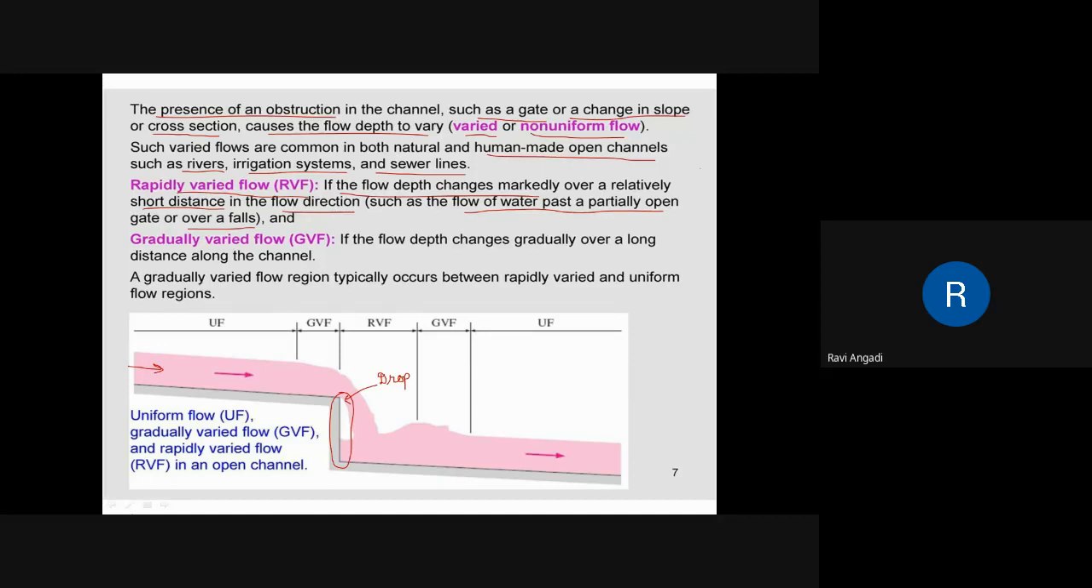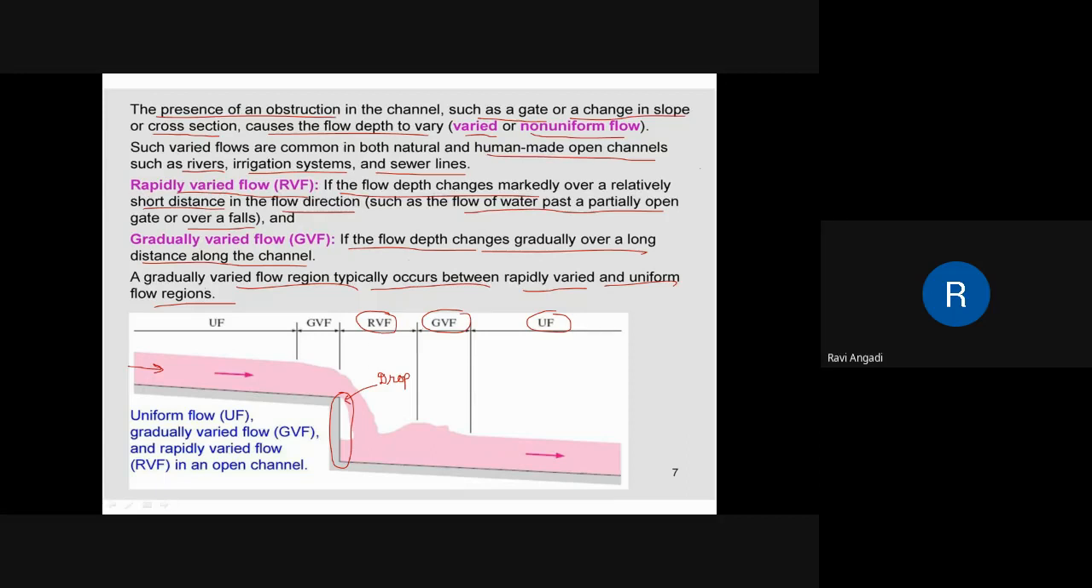Okay, then gradually varied flow. If the flow depth changes gradually over a long distance along the channel, it is called a gradually varied flow. A gradually varied flow typically occurs between a rapidly varied flow and uniform flow regions. So see here, this is a gradually varied flow, this is a region of rapidly varied flow, and this is a region of uniform flow. Gradually varied flow will be between rapidly varied flow and uniform flow.